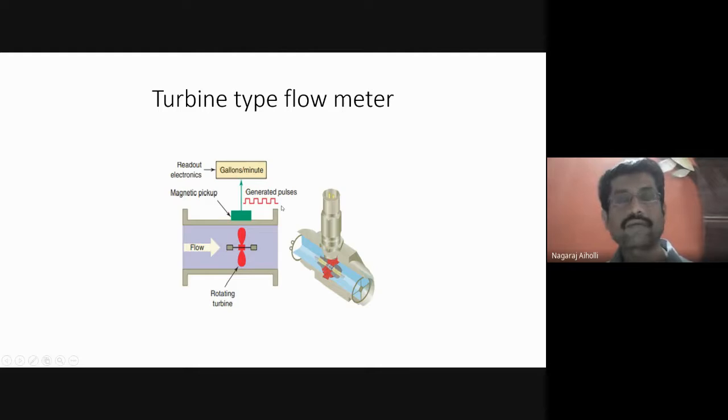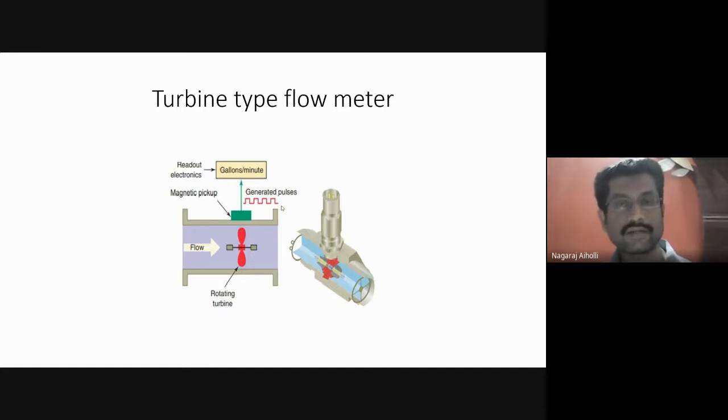We know that whenever the flux linking with a conductor changes, an EMF is induced. This we have studied in our first year level, in basic electrical. It is given by the formula E = -N dφ/dt, where dφ/dt is the rate of change of flux and N is the number of turns of the coil. As the flux linking with the coil changes, EMF is induced.